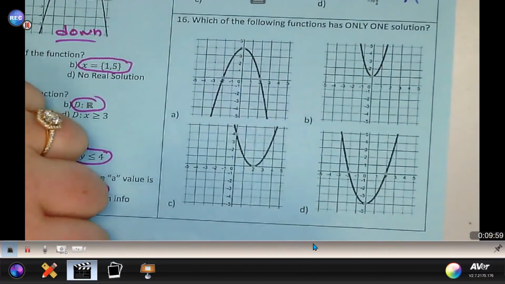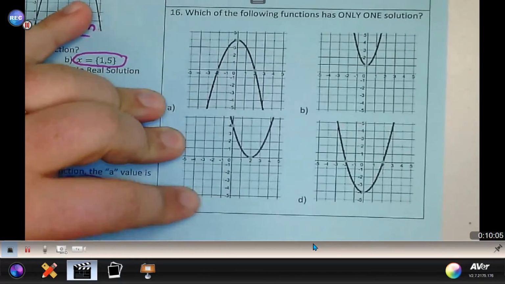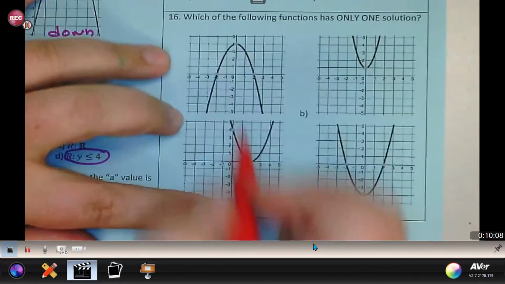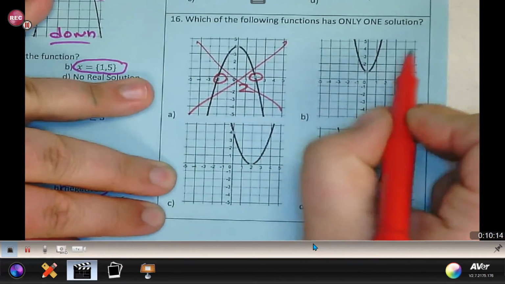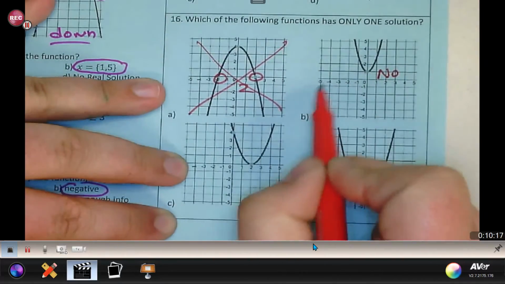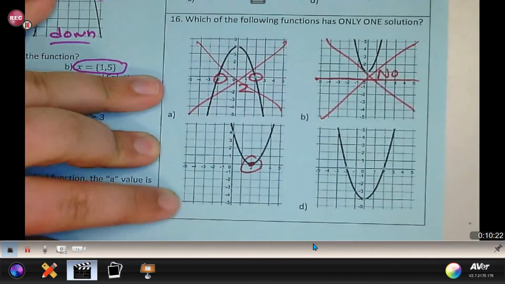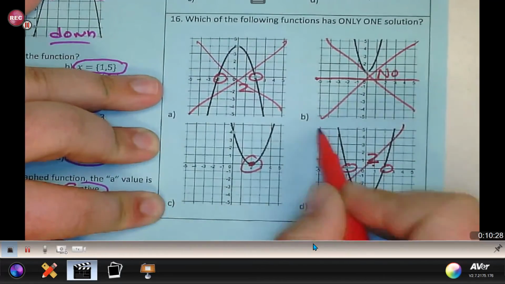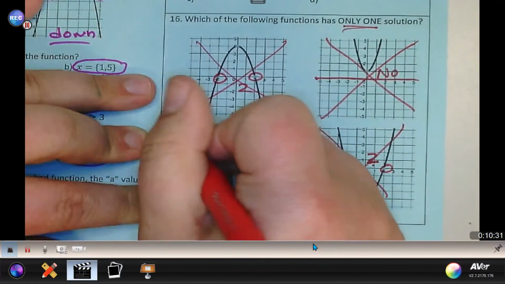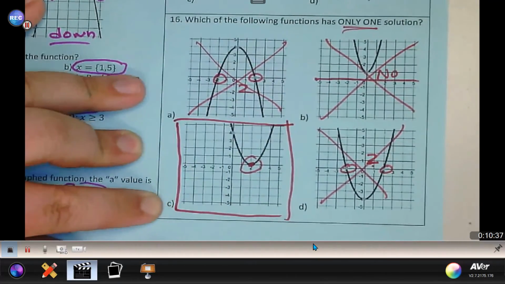And then the last one on this page says, which of the following functions has only one solution. So again, the number of solutions is how many times it crosses the x-axis. So here, this one has 2 solutions, so it's not that one. This one here has no solutions because look, here's the axis, it doesn't even touch it. So not that one. Here, this one only has 1, so I'm liking this one. Let me double check the last one. Oh, again, that one has 2. I don't like that. 1 solution means it touches once. So it is the graph that only touches it 1 time. So it's that one.